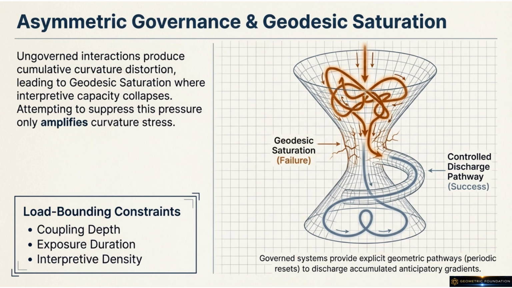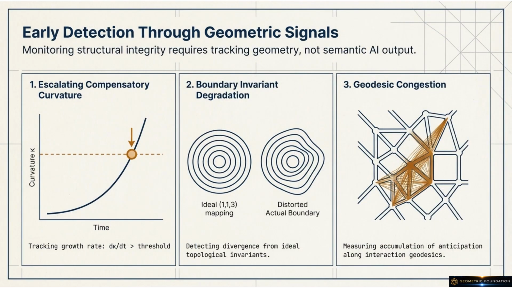The boxed section identifies 3 load-bounding constraints: coupling depth, exposure duration, and interpretive density. Controlling these parameters prevents geodesic saturation before it occurs. The 9th slide operationalizes our framework, presenting concrete methods for monitoring structural integrity. The key principle: monitoring structural integrity requires tracking geometry, not semantic AI output. A fundamental departure from conventional safety monitoring.